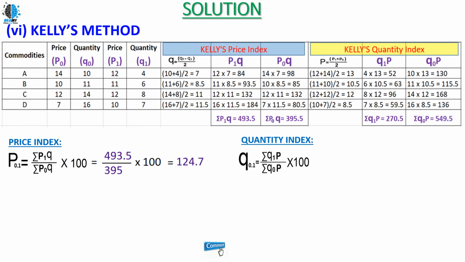Next, I have the quantity index. Formula is Q01 equals summation Q1 P divided by summation Q0 P into 100. So I am going to substitute the values. 270.5 is the Q1 P value. Next, the Q0 P value is 549.5. If I do the calculation, I will be getting 49.2. This is my quantity index, 49.2. So all this price index and quantity index we have completed under Kelly's method.